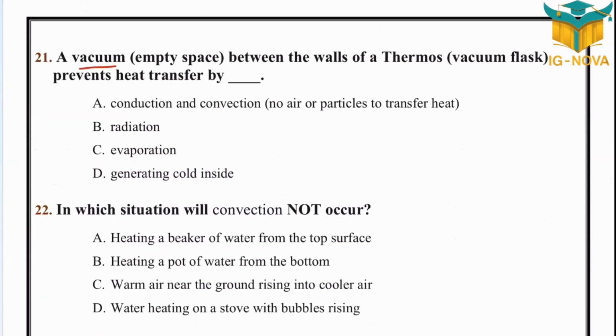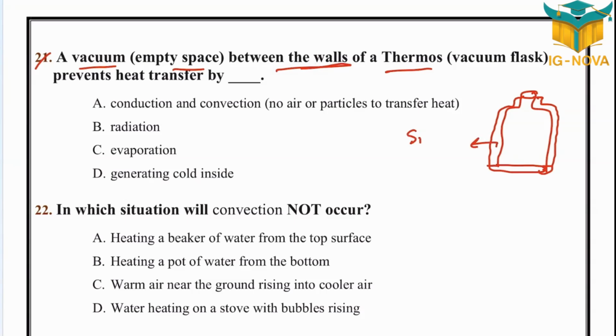Question 21. A vacuum, an empty space between the walls of the thermos. C. For the thermos, it's a double glass wall with a vacuum between it. Why? This space helps the thermos to do what? To prevent heat transfer by conduction and convection, since there are no air particles to transfer heat.